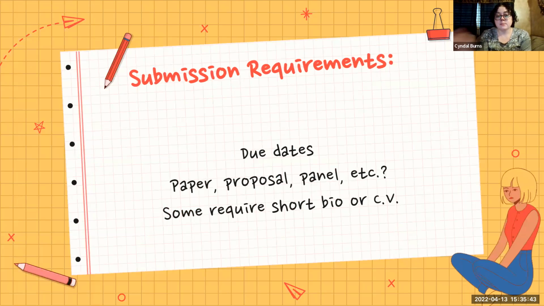So first of all, the submission requirements, that would be the due dates of whenever the proposal is due, when your work is due, when the actual conference will be held, all that type of thing. And then it'll also tell you whether you'll be submitting a full paper, if it's a panel discussion, all of that information. And then a lot of them will also require a short biography or a copy of your CV to go along with the proposal.